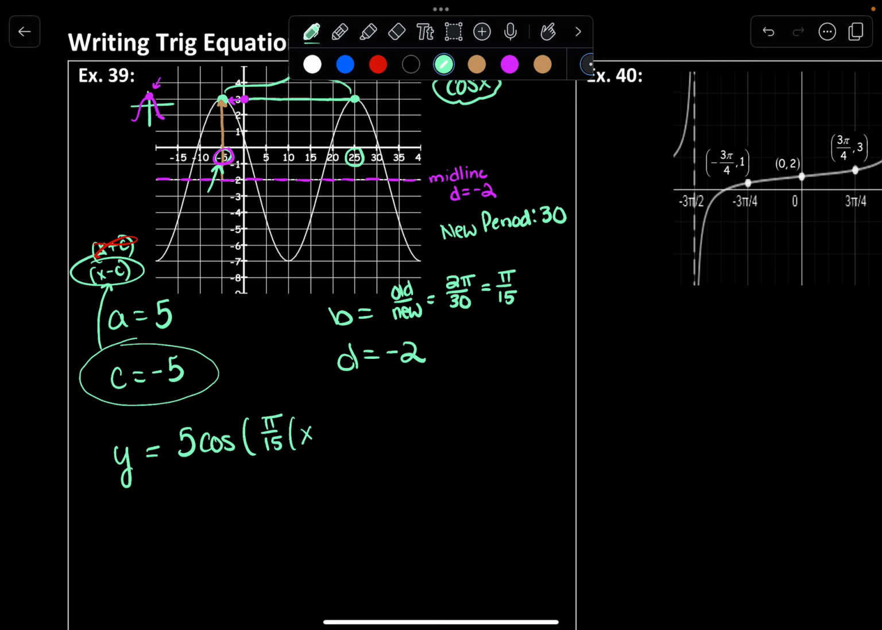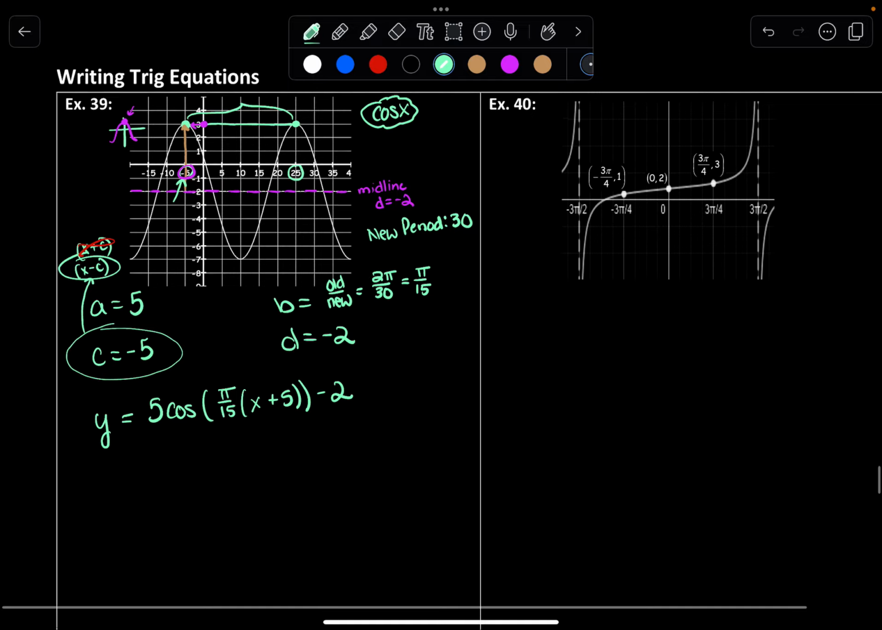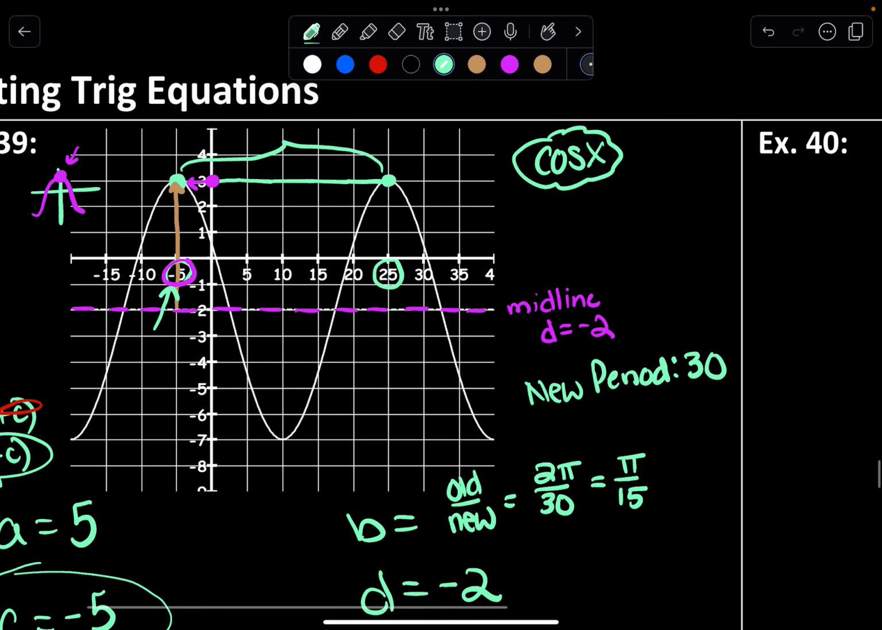And then we'll have x minus negative 5, so we have x plus 5, and then minus 2. Now, if you wanted to use sine, then you would use this point, or this point. You could use either one. It's where the sinusoidal curve is passing through the midline, and it's a point of inflection, and it's increasing, which means you could use positive sine there.